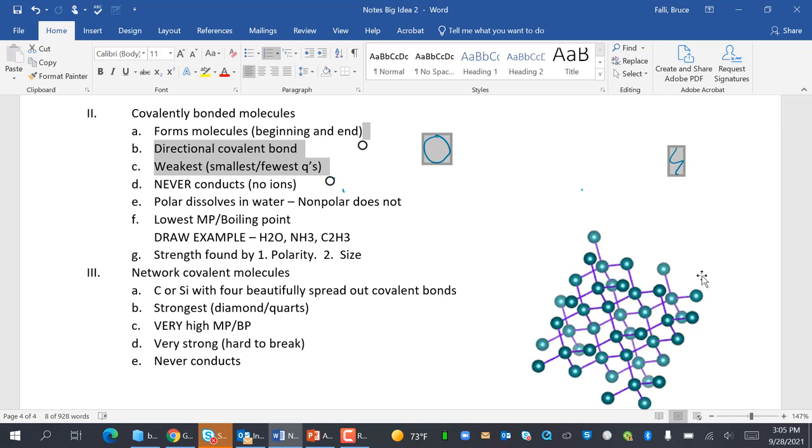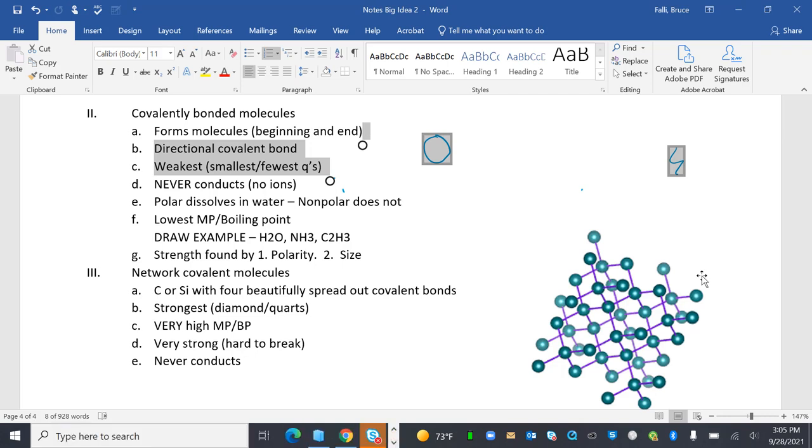So for example, if I drew water, water looks like Mickey Mouse. So when water looks like Mickey Mouse, it has a distinct beginning and end. Look at this guy. No distinct beginning or end, right? But Mickey Mouse, oh, look, there's a Mickey Mouse, right? They have directional covalent bonds. The bonds right here are between those particular atoms.